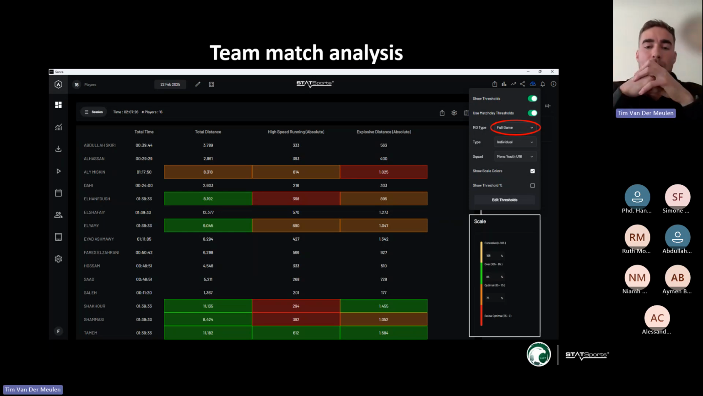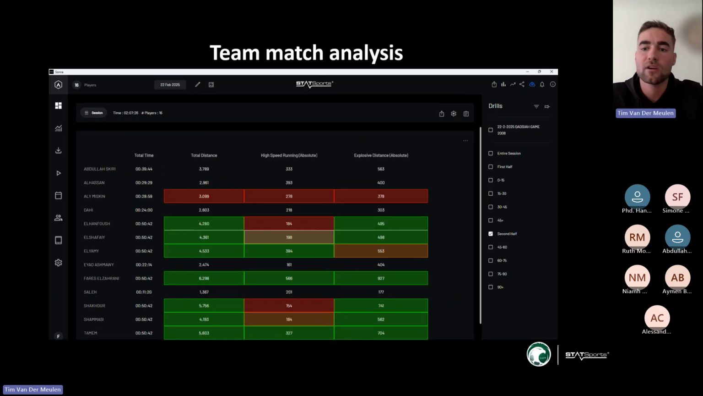But I've decided to be able to compare those different outputs for each individual in relation to their own specific benchmark. And because it's in relation to his own specific benchmark, you're also able to compare with only the second half, for example.